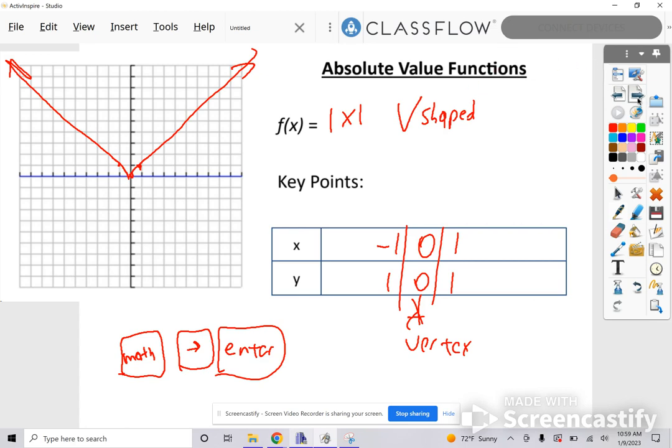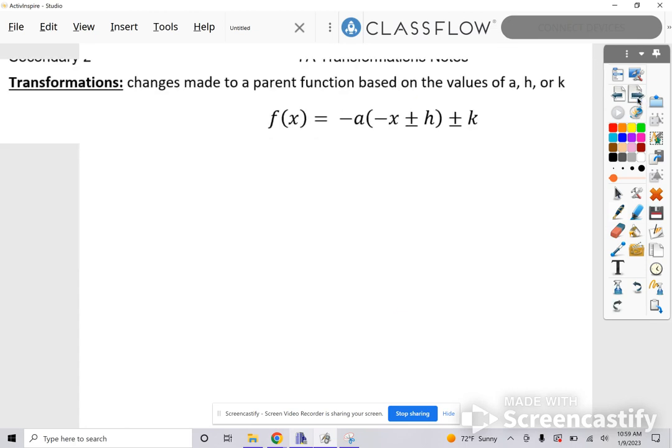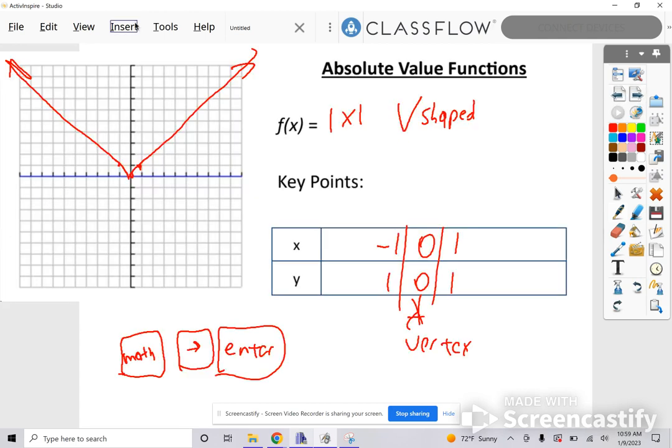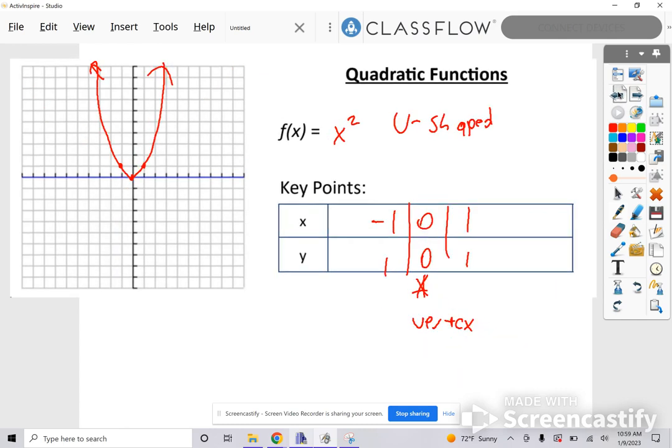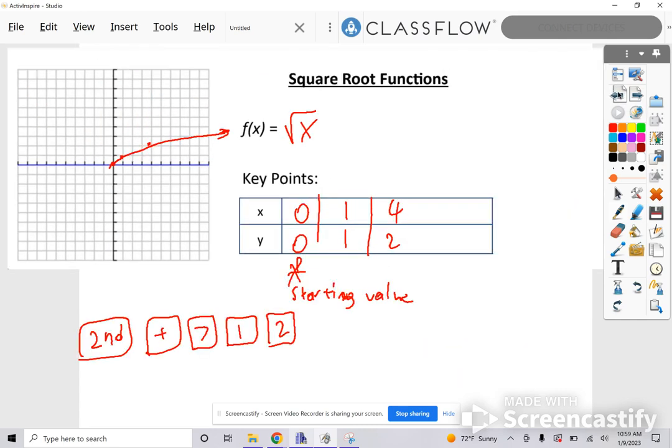Now, as far as the transformations go, we're going to take these parent functions, these basic graphs, and stretch them around, flip them over or reflect them, and move them around, but they all come from this. Every single absolute value comes from this guy. Every single cubic comes from this guy. Every single quadratic comes from here, and every single square root comes from here.